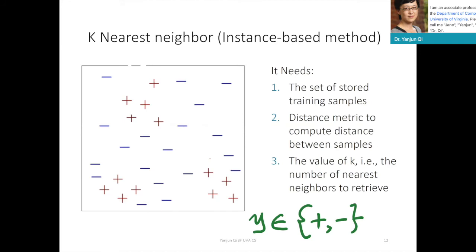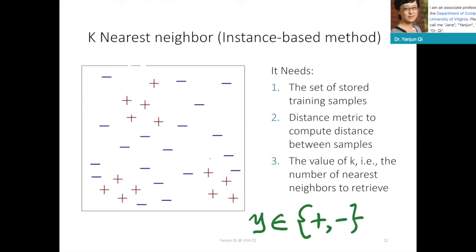Okay, so now let's just repeat what I said in the simple examples. The k-nearest neighbor approach is one kind of instance-based algorithm. I will talk more about instance-based algorithms in the second module, so I'm just giving you this terminology first. This type of instance-based method needs three things.